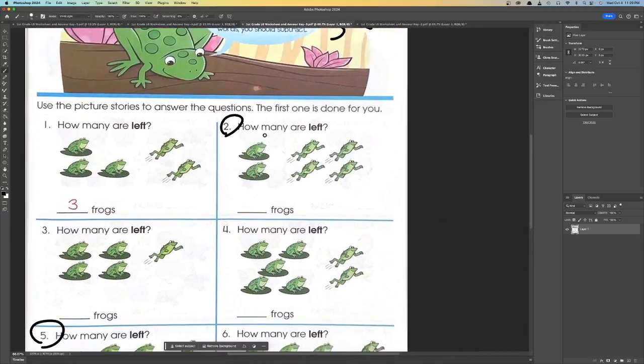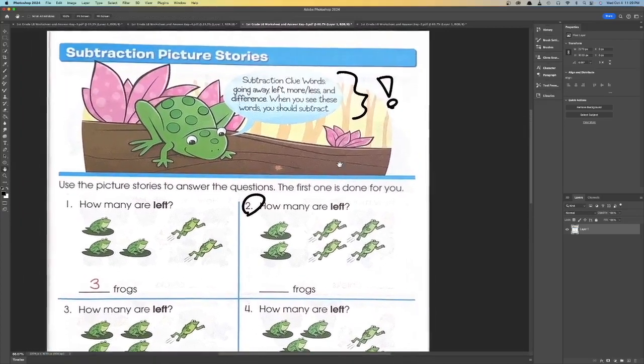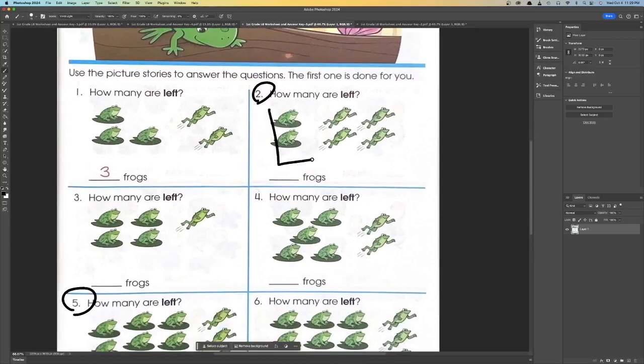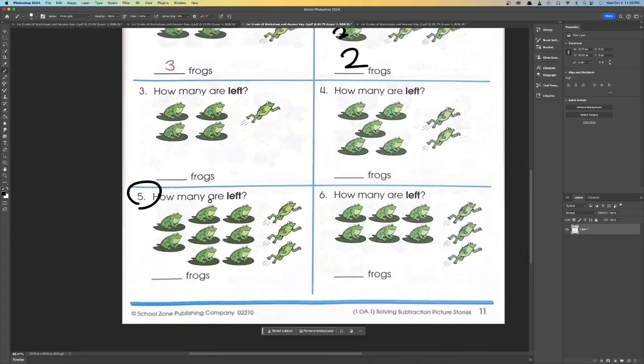So for 2, it says how many are left. And this group of frogs is the amount of frogs that have left the pond, or I'm assuming it's a pond. And this group is going to be how many are left. So if you just count it really quick, we can see that there are 1, 2 frogs left, so that will be our answer.